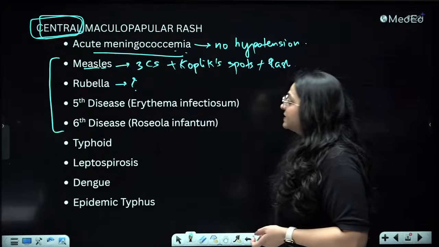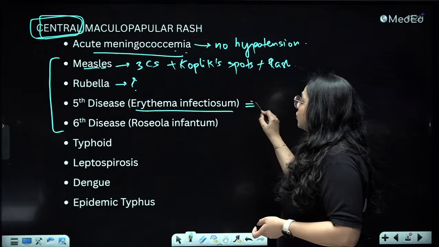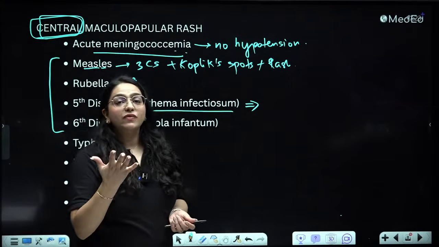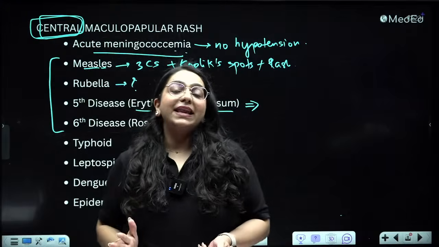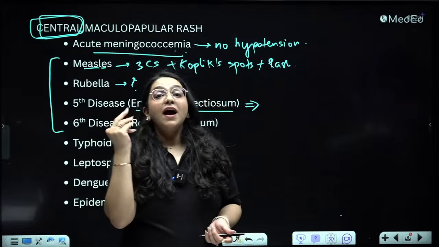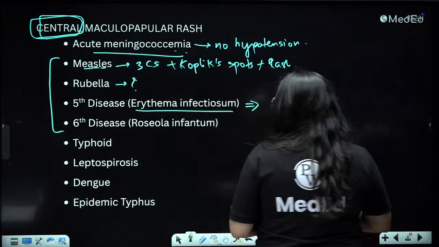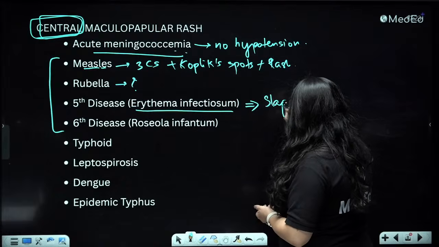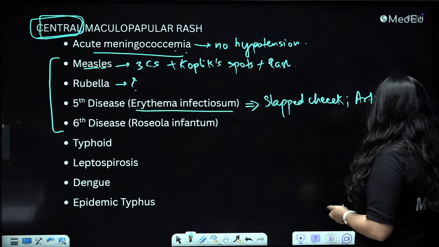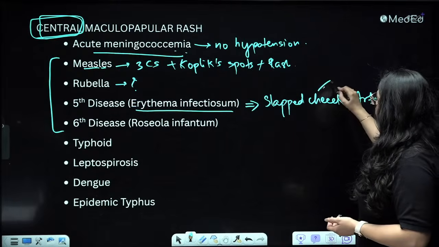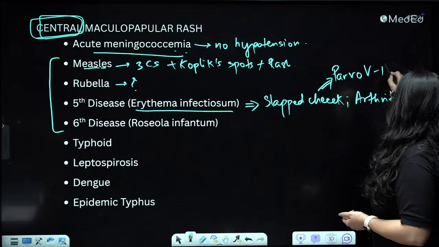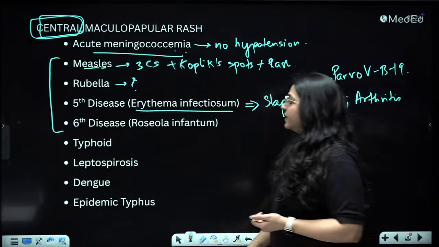What is fifth disease? It is called erythema infectiosum. Remember, erythema infectiosum, the fifth disease, we always tell you how do we give a slap with all 5 fingers, and every time you give a slap, your hand also pains. So in adults, there's going to be arthritis, right? So erythema infectiosum, slapped cheek, and arthritis. Who causes it? Parvovirus B19. Parvovirus B19 causes your erythema infectiosum.